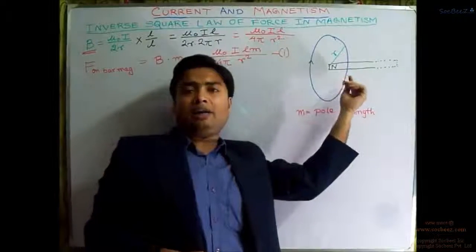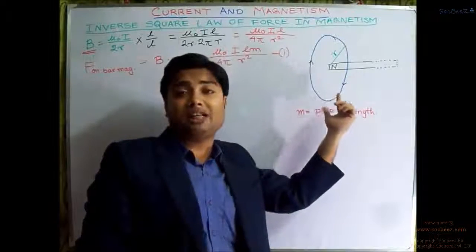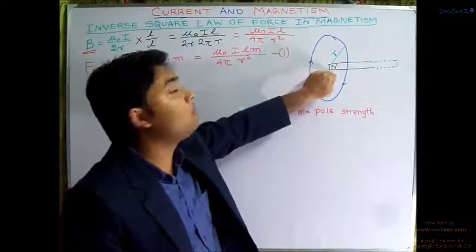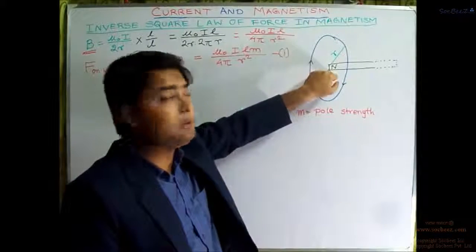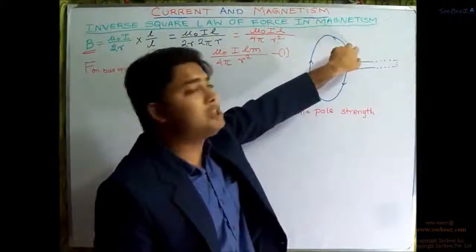Now the bar magnet has its own B or magnetic flux density, but it varies with distance. So over here, say for example, we wish to find out what the magnetic flux density or the force being exerted will be at this point.